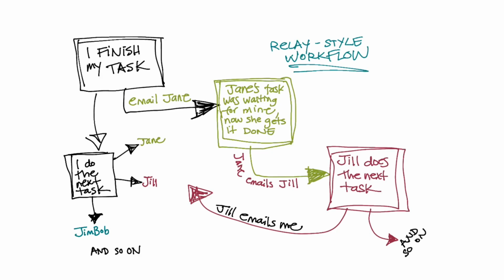For example, I finished my task, I emailed Jane. Jane's been waiting to hear from me. Now it's ready for her to do her task. She does hers. When she's done, she emails Jill, and so on. And then rinse and repeat, because ideally you've broken down your project into bite-sized chunks and you're using this process to implement each chunk. So that's the PEAR process.